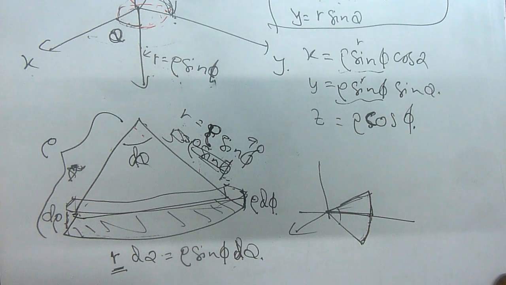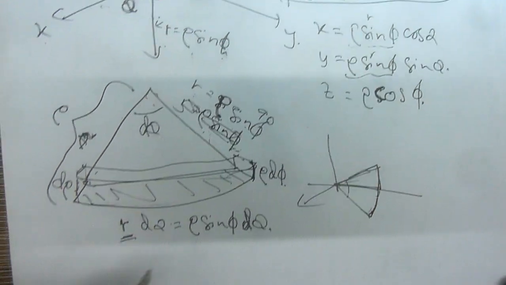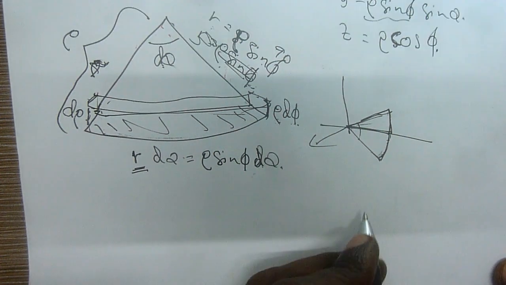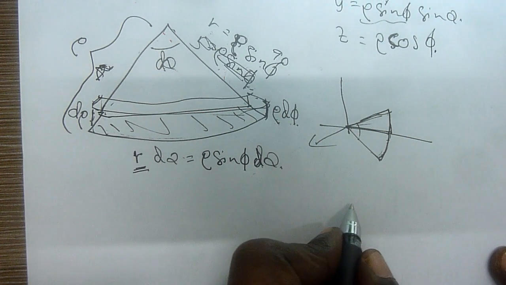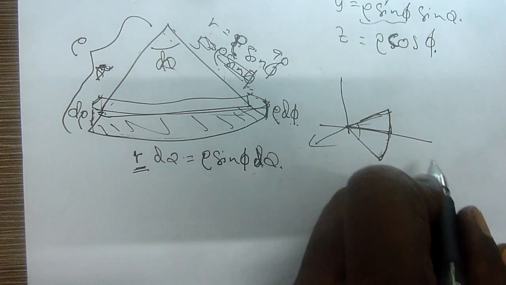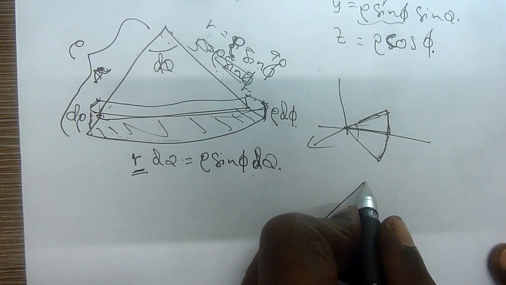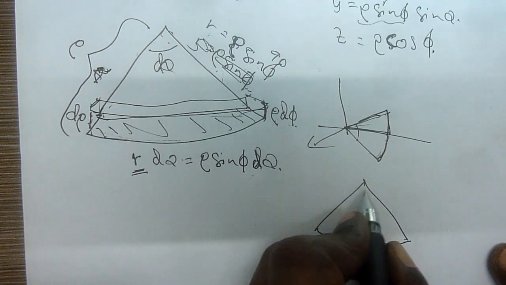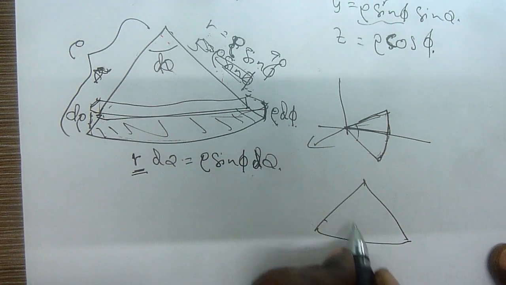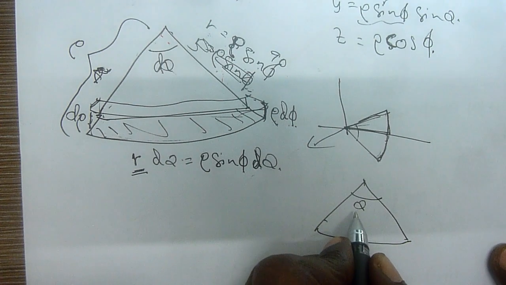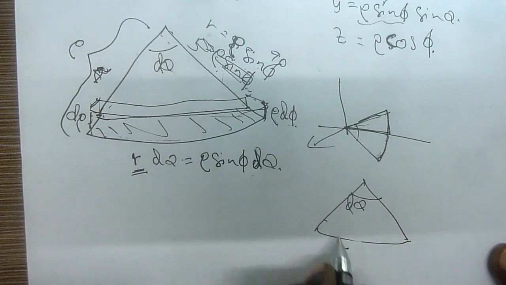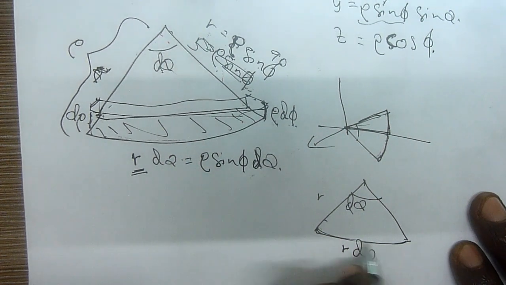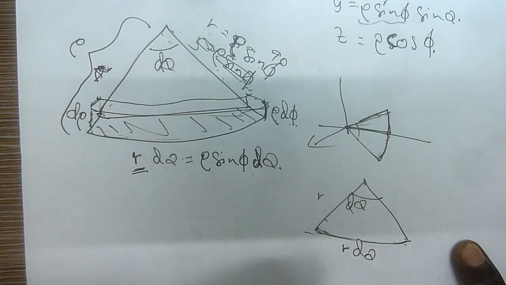Can you get me? Not clear. Why is it rho d phi? Now you see, just concentrate on this first. For x and y, if it is theta, d theta, we are using r d theta here. You can understand this, right? You can get this circumference, no problem.